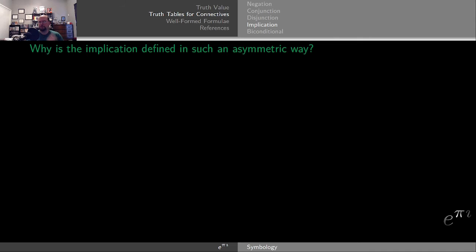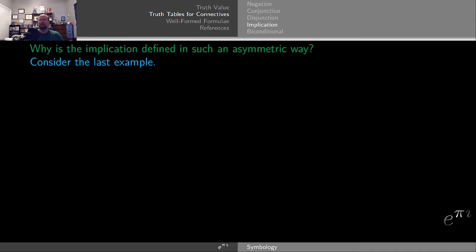Now, we're going to talk about symmetry and commutativity a lot later, but I want to address the implication now as to why the implication is defined in such an asymmetric way. Why is it different than the other connectives? Well, it's because hypothesis and conclusion serve notably different purposes.